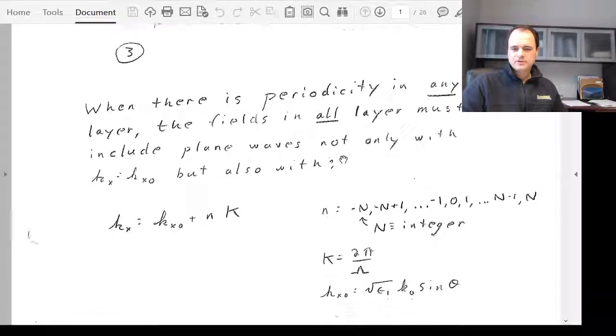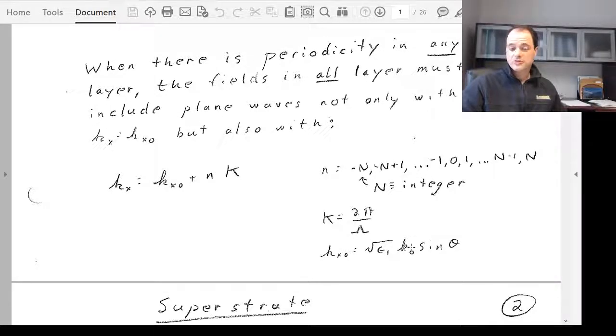And if we want to express that in terms of K naught, which is omega over C, then this is it. It's the square root of epsilon 1. This is the index of refraction in 1, and we just denote it as the square root of epsilon 1. That's the relationship between the dielectric constant, or relative permittivity, and the index of refraction. You take the square root of epsilon to get the index of refraction.